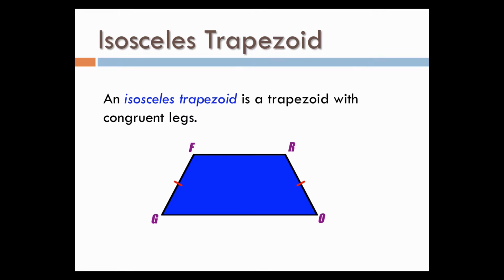Before we move on, what other things do you think we get out of it now that the legs are congruent? Angle G and angle O are congruent. And angle F and angle R are congruent. Good. The base angles now all of a sudden become congruent. Anything else? F and G are supplementary like they were before, and now F and O are supplementary. Opposite angles are supplementary.